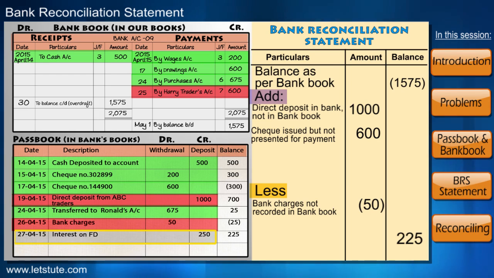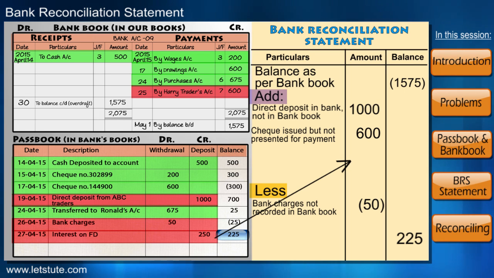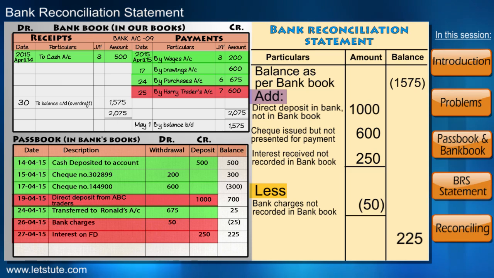On the 26th, the bank has directly deposited 250 as interest on the fixed deposit. So again, after confirming with the passbook, we know that the bank balance has increased. So we add this 250. Interest on fixed deposit credited in passbook, not recorded in bank book.